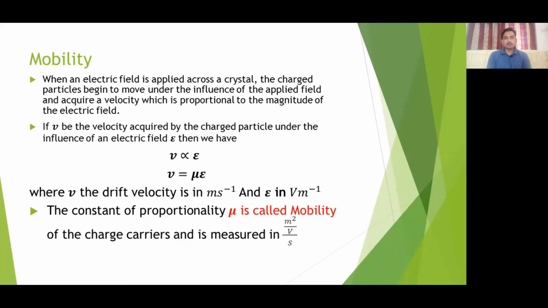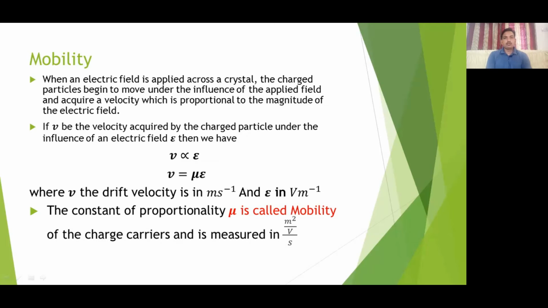Now we come towards our second term, which is mobility. Mobility comes from the word mobile: how movable the charge carriers are in an electric field or in a given material. To understand it, let us take a case when an electric field is applied across a crystal. Charged particles begin to move under the influence of that applied field, so they acquire a velocity, and that velocity is proportional to how strong the electric field is.